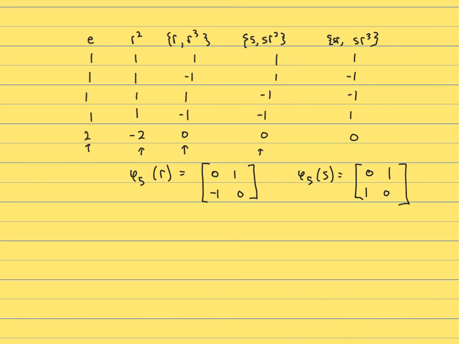And phi of S is the reflection matrix, which was this one. These both have trace 0. This does define a representation. You can see the representation has the correct character, and so that tells you that this one is irreducible.